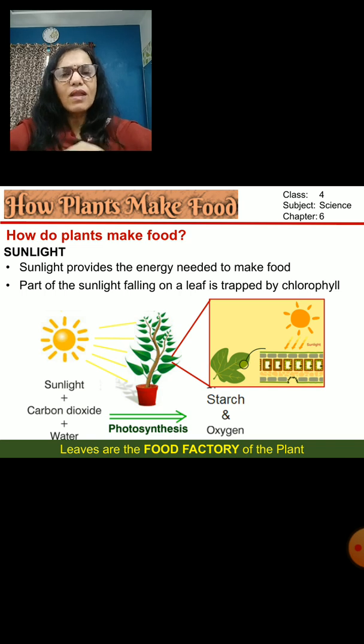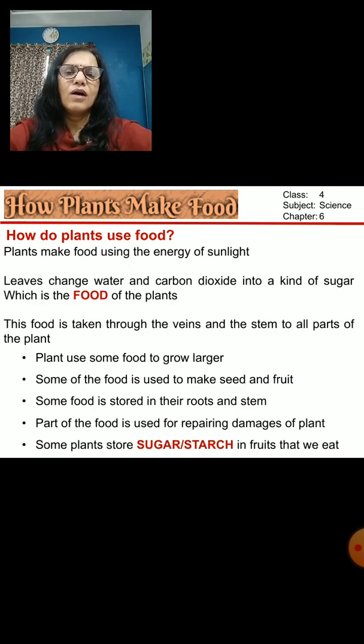That is the kind of food that they make, and oxygen is also released. Now, how is this food used by the plants? Plants make food using the energy of sunlight. Leaves change water and carbon dioxide into a kind of sugar, which is the food of the plants. I am just repeating.